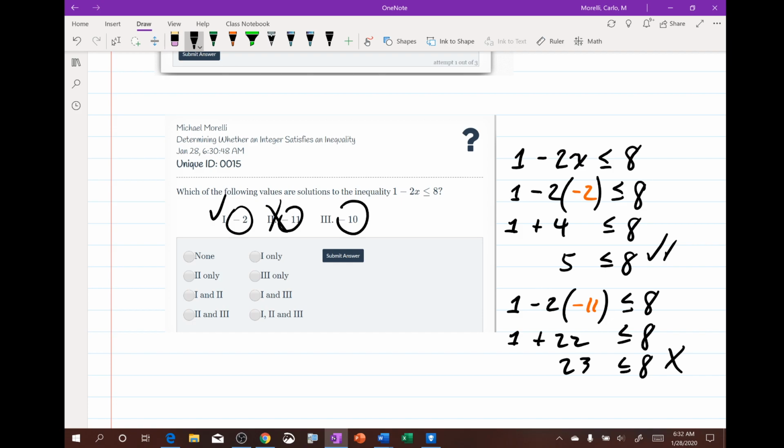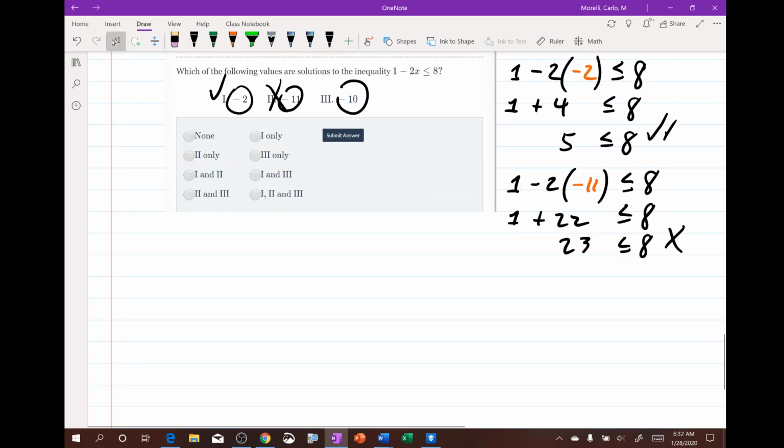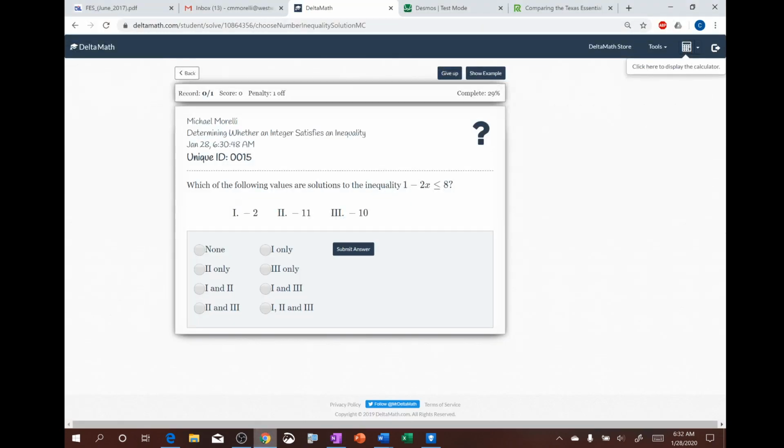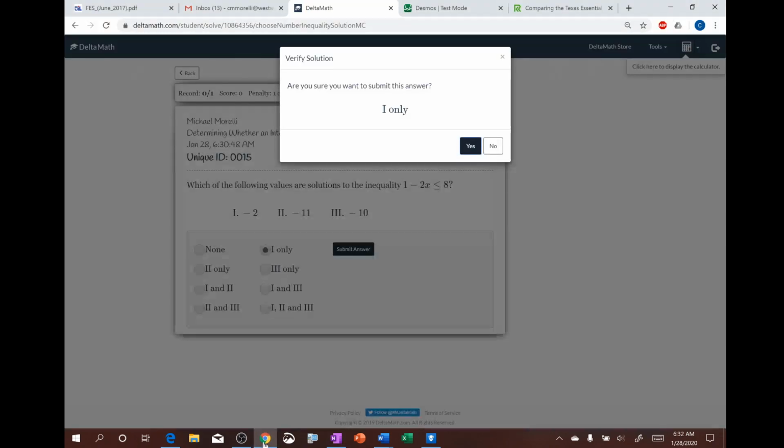Now we'll check negative 10. So we'll go in here and put 1 minus 2, open parentheses, negative 10, close parentheses, less than or equal to 8. And we'll solve it out. 1 plus 20 less than or equal to 8. Is 21 less than or equal to 8? No. So it's not 3. It's just 1 only. So that's what we're going to put back in there. 1 only.